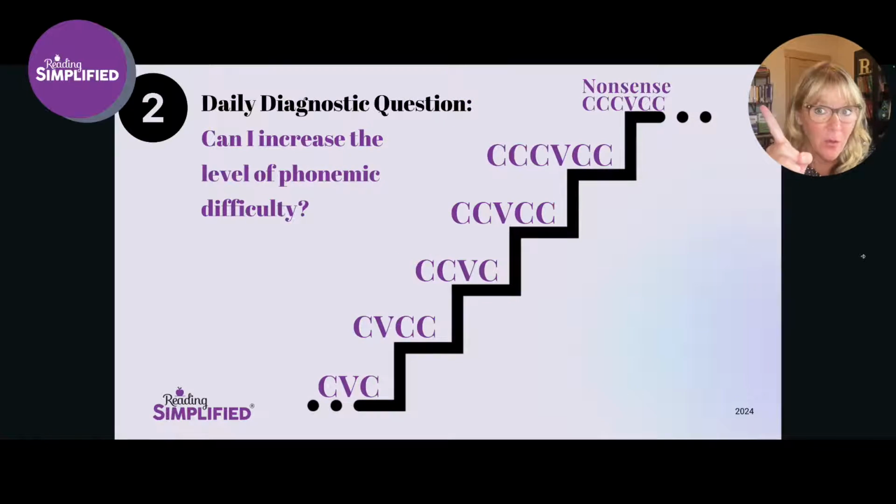And so we ask that question, and then we ask our second diagnostic question: can I increase the level of phonemic difficulty? If we were at 3 sounds and they were not freaking out, they can probably handle CVCC, consonant, vowel, consonant, consonant words like held. How many of you have gotten this drilled into your head by now? If you're not, watch this replay and try to internalize it, because this is going to rocket your kids. This simple concept is going to rocket your kids.